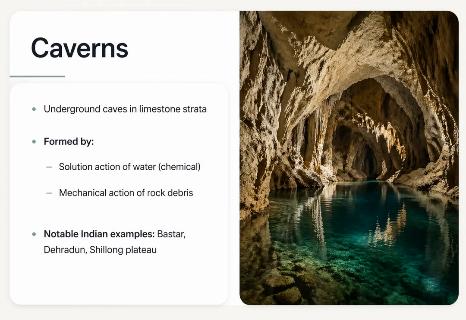Perhaps the most famous karst features are caverns. A cavern is simply an underground cave formed within a limestone stratum. They are carved out by a combination of the chemical solution action of water dissolving the rock and the mechanical friction of rock debris and pebbles being washed through. If you are looking for examples in India, spectacular caverns can be found in Bastar, Dehradun, and the Shillong Plateau.